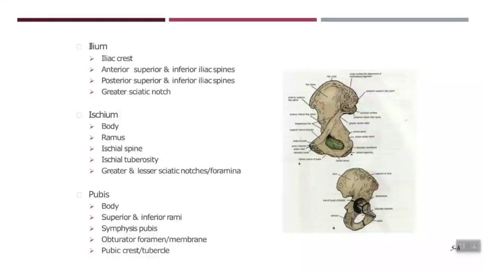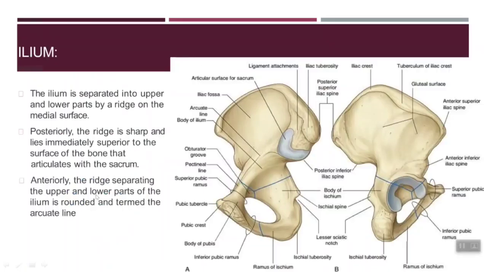At the end of the osteology of the hip bone, you have to learn the landmarks on the ilium, the landmarks on the ischium, and the landmarks on the pubis. First of all, we start to describe them one by one. First, I describe the ilium. As you know, the ilium makes the upper part of the hip bone.